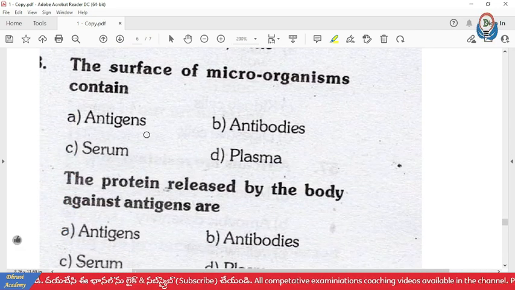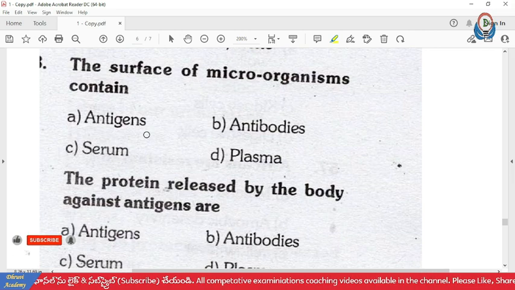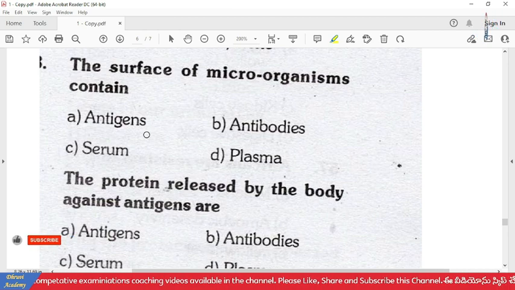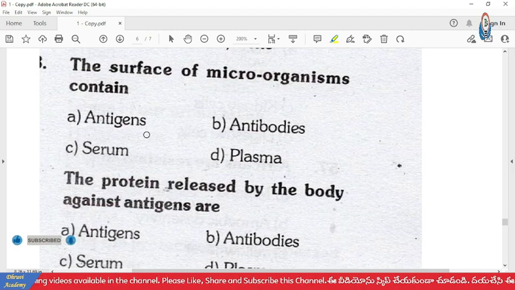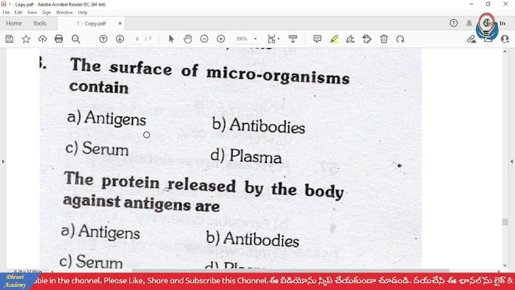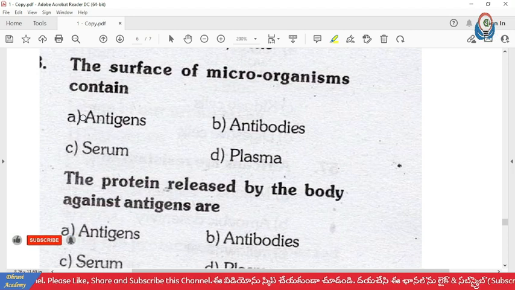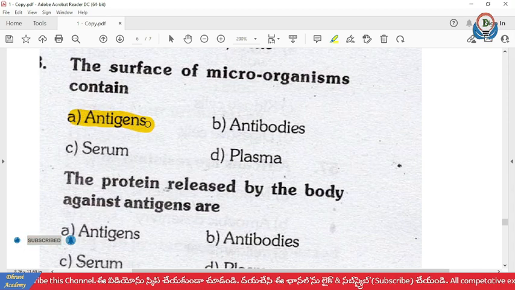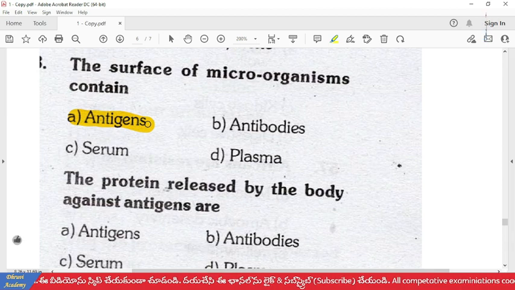The surface of microorganisms contains: A, antigens, or B, antibodies, or C, serum, or D, plasma? What do the surfaces of microorganisms contain? The answer is antigens. The microorganisms contain antigens on their surface.